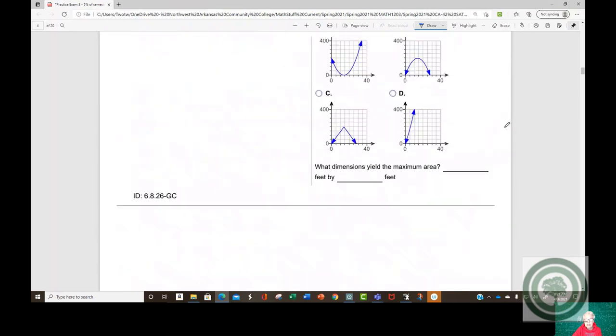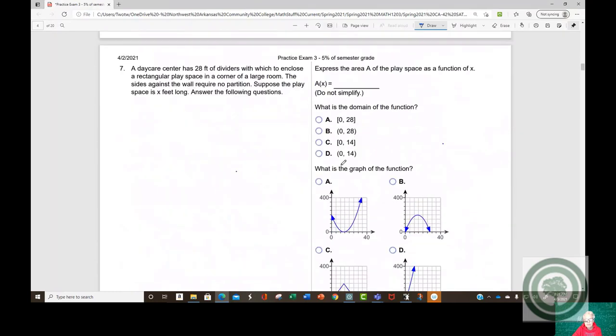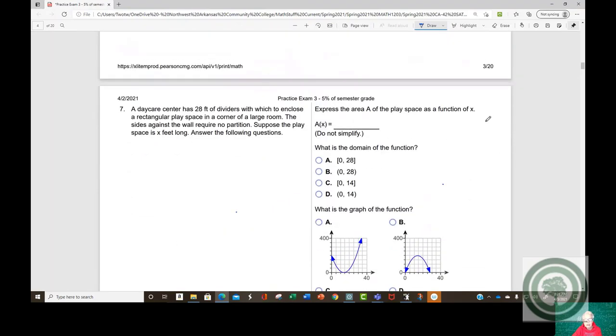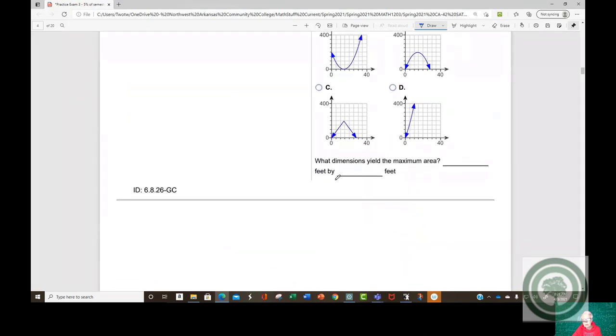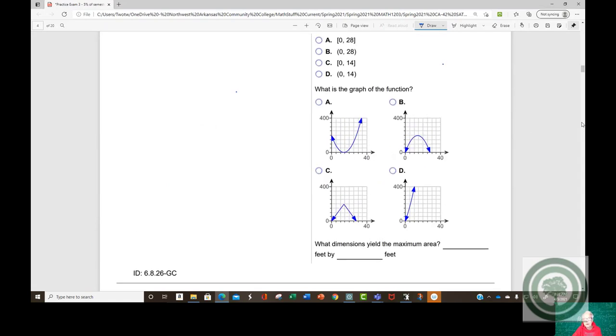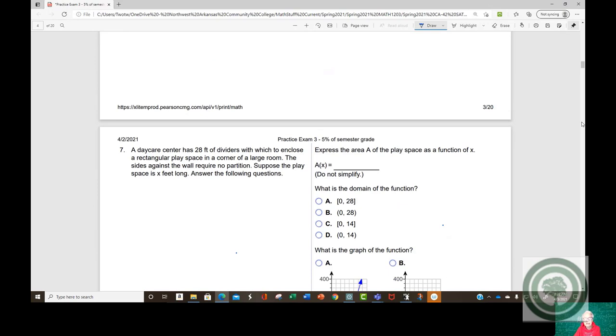The other one is the same idea. They give you a graph and you're able to answer all the questions from that. They go on to ask, what are the dimensions? Same thing. You look at the graph, but you have to choose which graph is correct, and that's based on your knowledge of quadratics, quadratic functions.